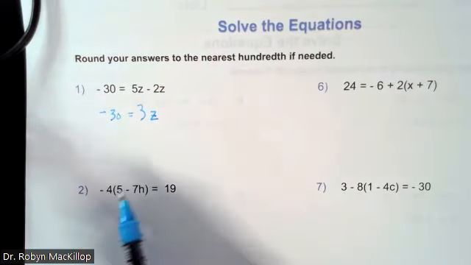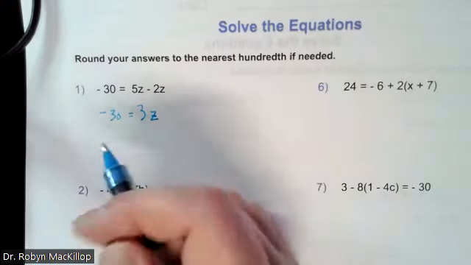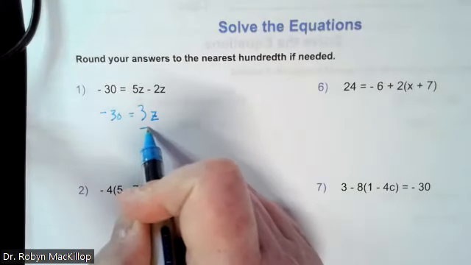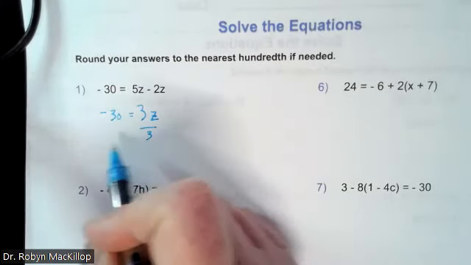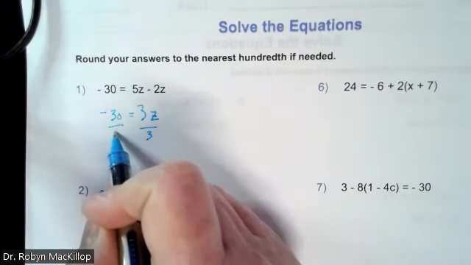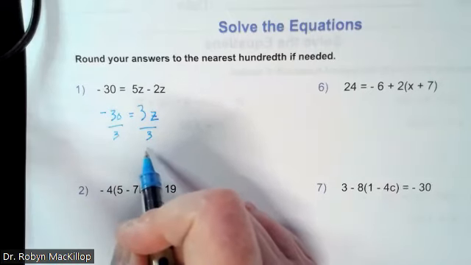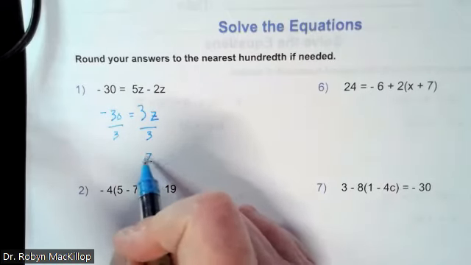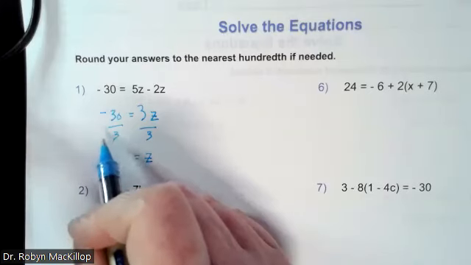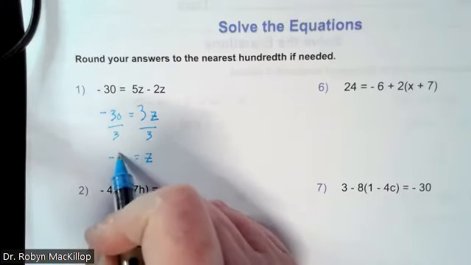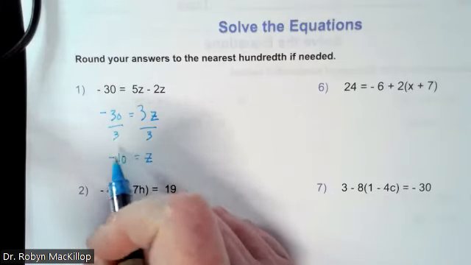Now that kind of looks like what we were just doing. We're going to separate the 3 and the z by dividing it out. We're going to do the exact same thing on this side. 3z divided by 3 is z. And negative 30 divided by 3 is negative 10.